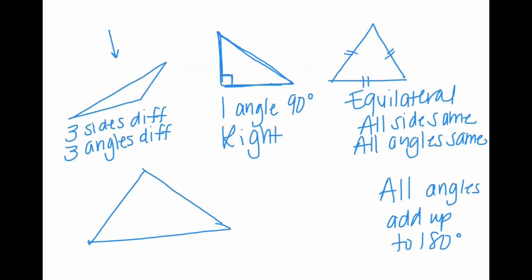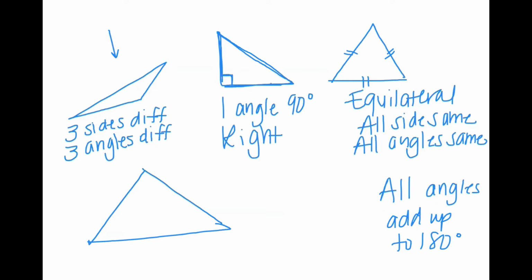So if we have, for example, this and this, the single lines here mean that these two are the same, and the double lines here mean that these two sides are the same. So depending on how many lines there are, all the sides that have the same number of lines are the same, okay? So in an equilateral triangle, all of the sides will have the same number of lines.